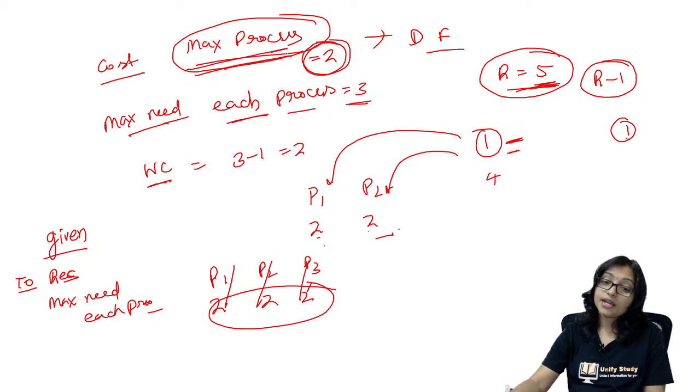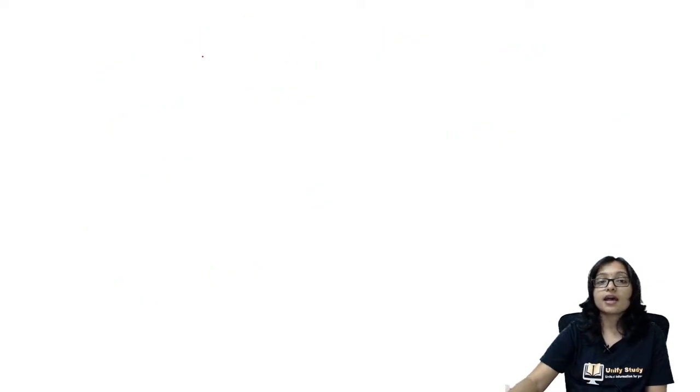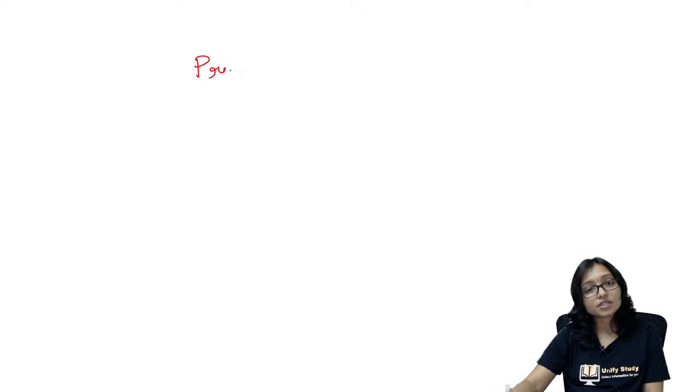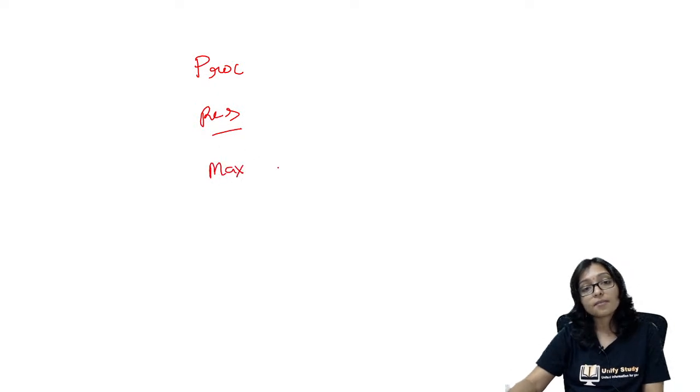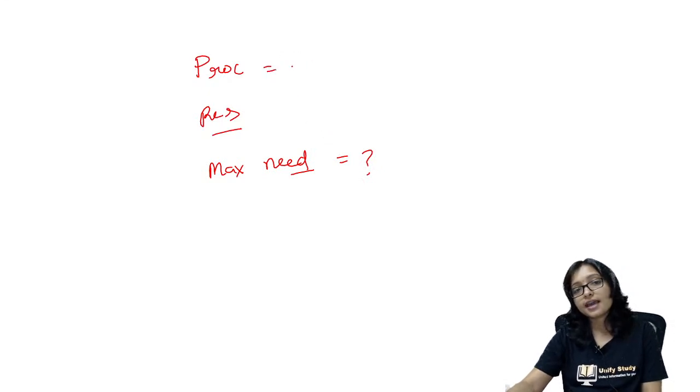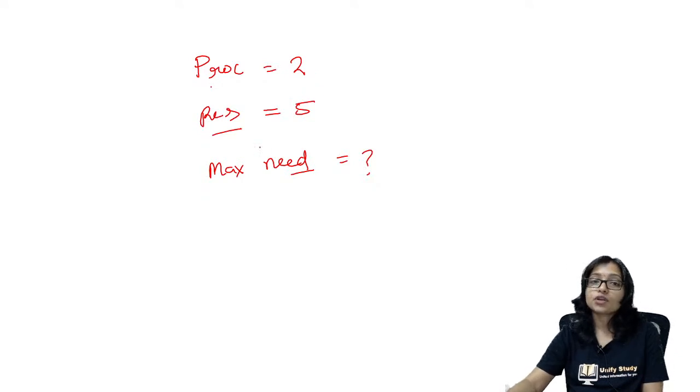Right. Now the next question is this. Now solve this question. Here they will give you the number of processes and the number of resources, and they will ask you the maximum need so that it will be deadlock free. Same question: if I am taking the number of processes as 2 and the number of resources as 5, what can be the maximum need so that it will be a deadlock free situation?